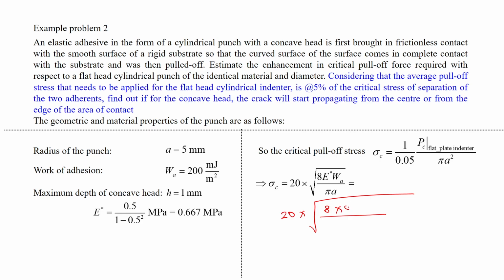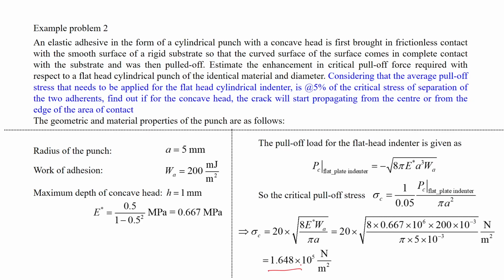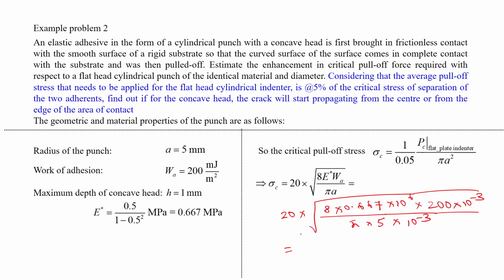So, E star is 0.667 into 10 to the power 6, into work of adhesion, which is 200 millijoule per meter square, 200 into 10 to the power minus 3, divided by pi and A is 5 millimeter. So, 5 into 10 to the power minus 3. Use your calculator and find out this value. It will come out to be 1.648 into 10 to the power 5 Newton per meter square.